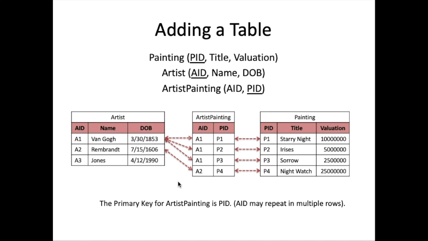On the other hand, AID is not a suitable primary key because the same value is in multiple rows. Okay. And so again, remember how we do our schemas here. If I'm asking you for one of these, just as a reminder, we have the name of the table, a list of attributes in parentheses, and primary key attributes are underlined. All right, so for the artist painting table, the primary key is going to be PID.